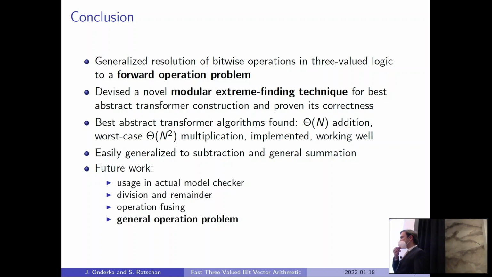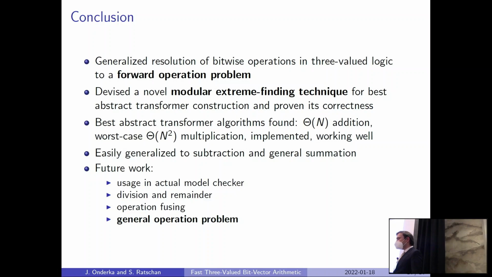But last but not least, and in fact probably the most important, is generalizing this to a general operation problem where the outputs can be pre-restricted as well. What this means is that backtracking would be possible, and it would be possible to use this with, well, constraint satisfaction problem solvers and so on.